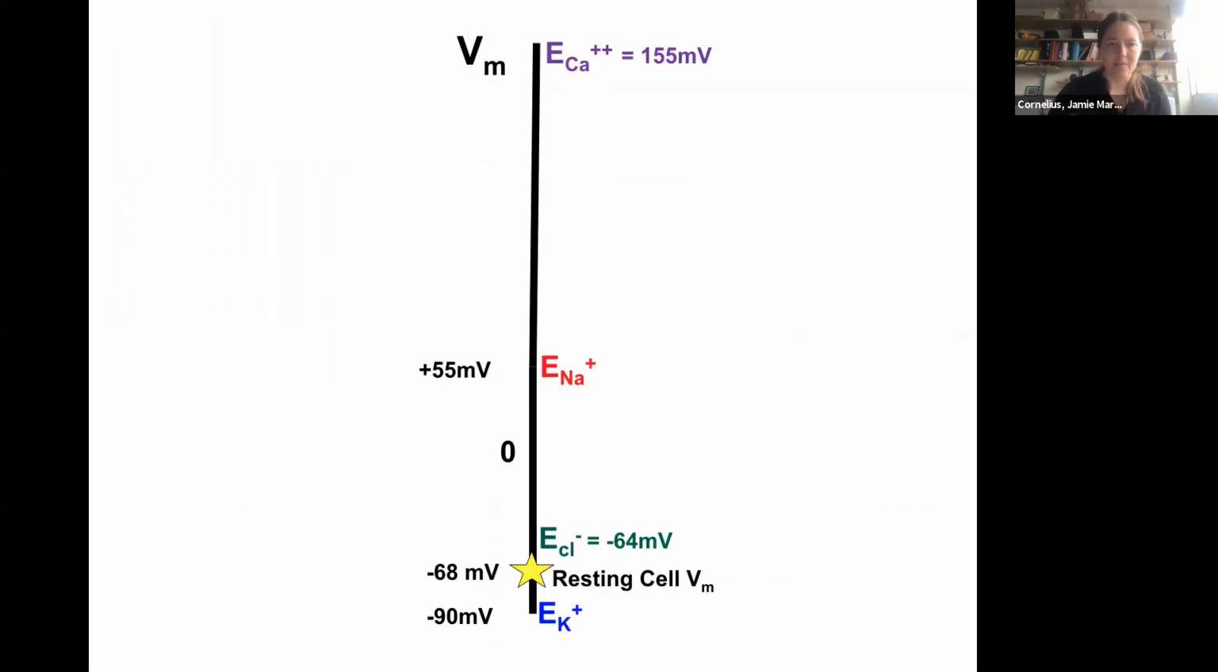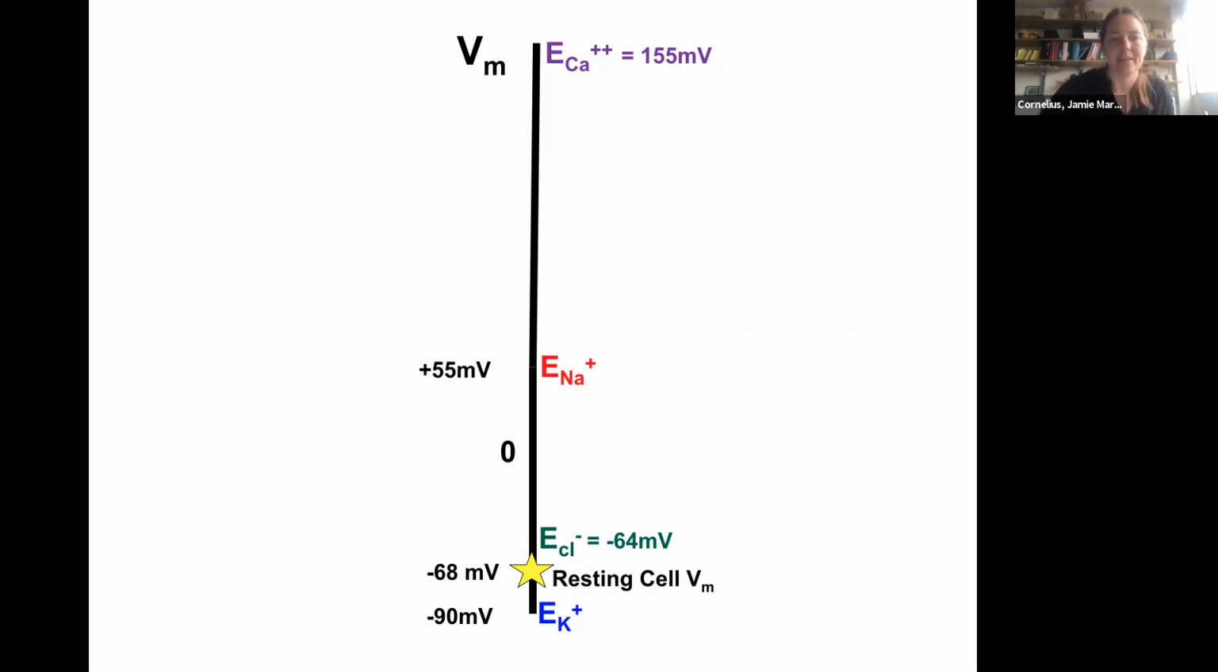So I just want to show you this. We've got a y-axis that shows the membrane potential, and each of the different ion species is listed in a different color. Their equilibrium potentials are noted on this y-axis. The equilibrium potential for calcium is very high. Sodium is also quite high, in the plus 55 millivolt region. Then potassium is down there at -90, and chloride is right near rest at -64.